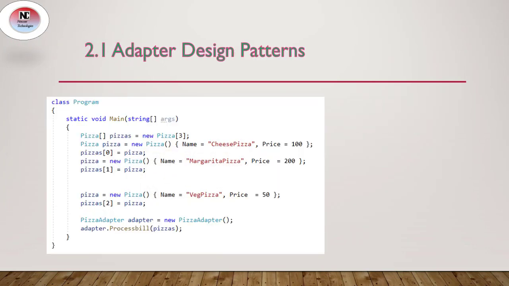Now, in this, we have created a pizzas list. We have added 3 pizzas to the list. Cheese pizza added to the 0th position, margherita pizza added to the first position and veg pizza added to the second position. So what we do, we create the instance of the adapter, and the adapter's process bill pizza is being called.